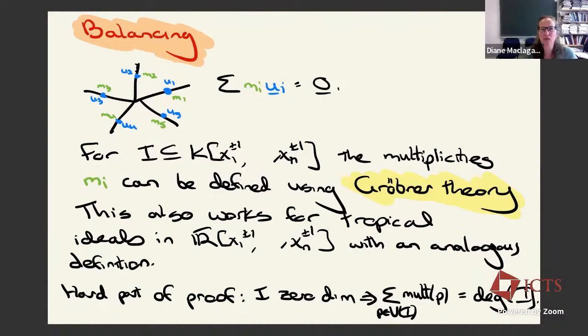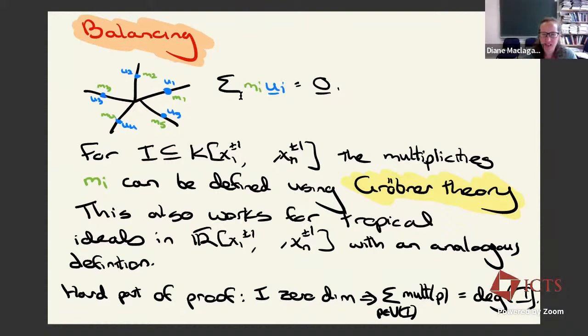So if we're looking in the realizable case, if I start with an ideal in a usual polynomial ring, one way to define the multiplicities uses Gröbner theory. So you pass to initial degenerations and compute lengths of certain subschemes there. This you can also define for tropical ideals in the series ring of tropical polynomials. And so you get a definition of multiplicity.